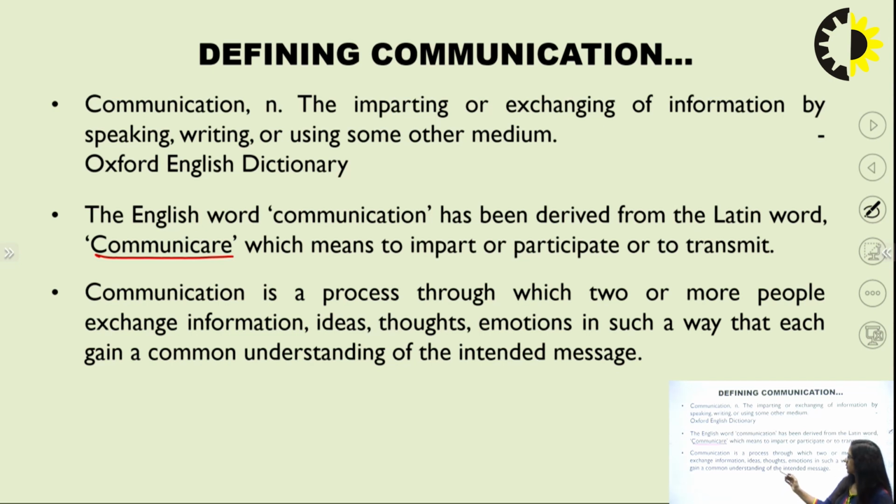So communication is a process through which two or more people exchange information, ideas, thoughts, emotions in such a way that each gains a common understanding of the intended message. Communication is simply the act of transferring information from one place, person or group to another. Communication involves at least one sender, a message and a recipient.